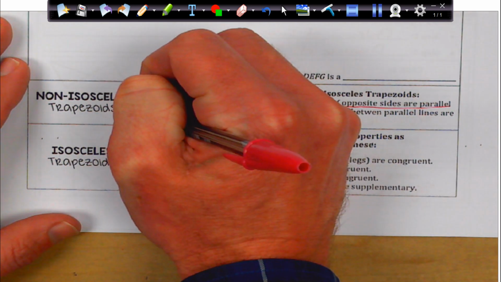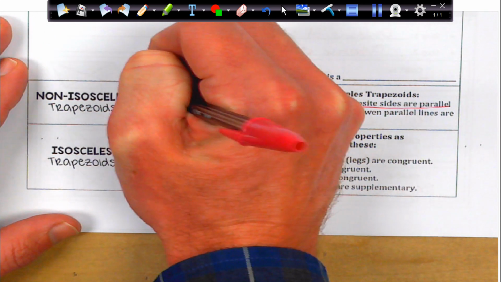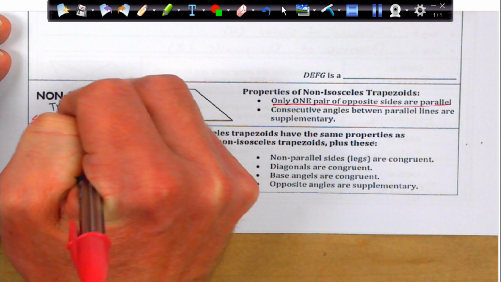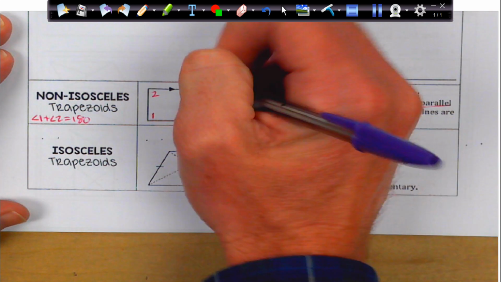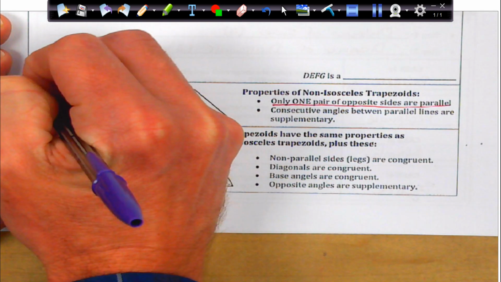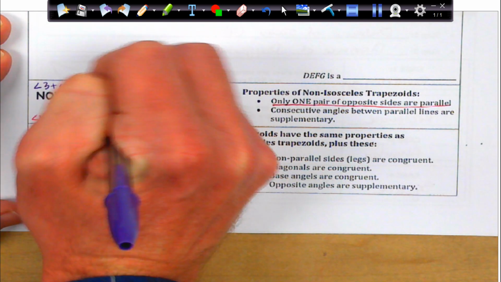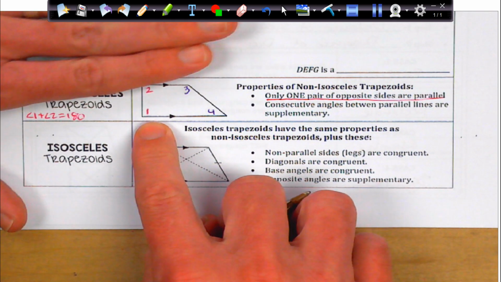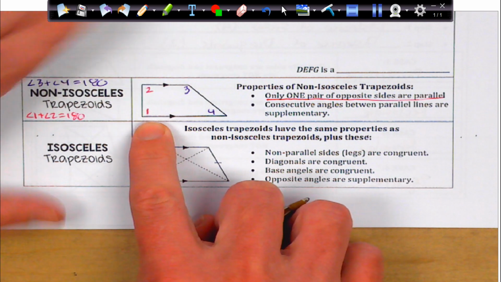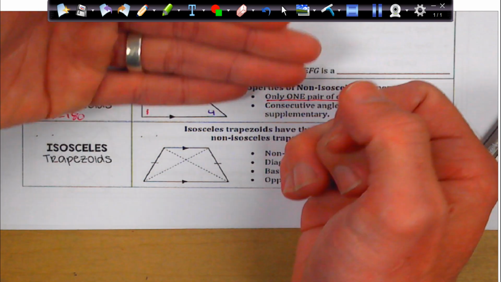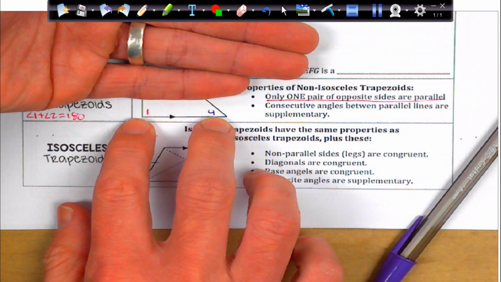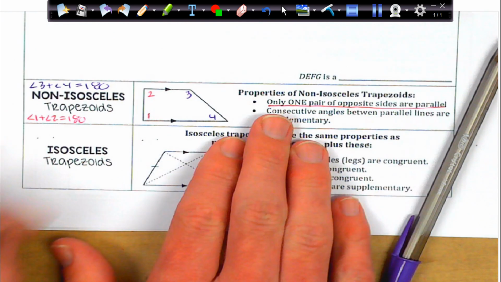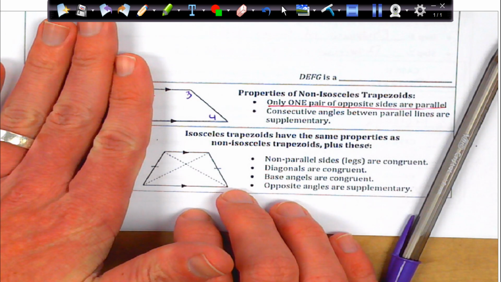But since we do have one pair of opposite sides parallel, consecutive angles between the parallel lines are supplementary. So if we called this angle 1 and angle 2, we know that 1 and 2 would add to 180. And then if we did 3 and 4, we know angle 3 plus angle 4 would add to 180. Angles 1 and 4 would not add to 180 because they're not on parallels. Those are same side interior on parallel, so they add to 180.